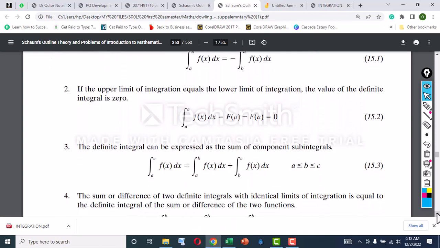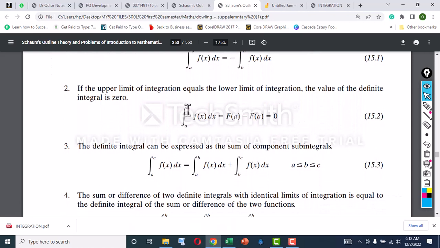The second property is when you have the same upper and lower limits, your upper limit is the same as your lower limit. It simply means don't waste your time. This will be 0. That's just it. Your final answer will be 0.